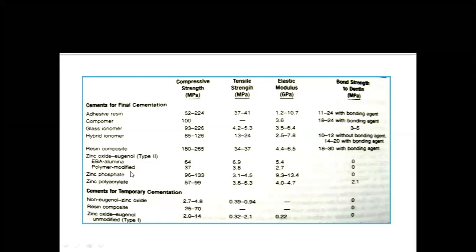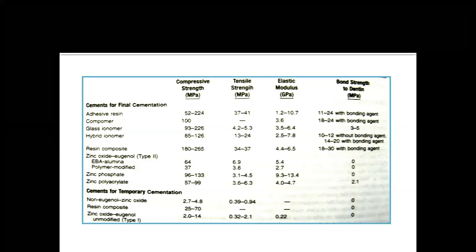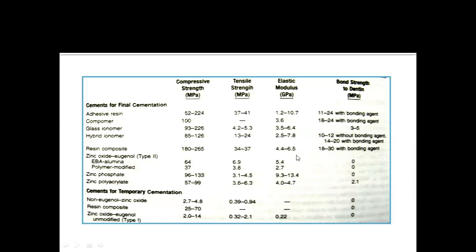Now, if you see here in the compressive strength, okay, the highest amount of compressive strength is for resin composites. Okay, that is your resin cements have the highest amount of compressive strength. Now, if you talk about tensile strength, okay, now tensile is more for your adhesive resins. Okay, again for resin-based cements only. And now elastic modulus, if you see, it is more for your hybrid ionomer and adhesive resin, which is variable. Okay, if you take more, then again resin composite only, which has 4.4 minimum.